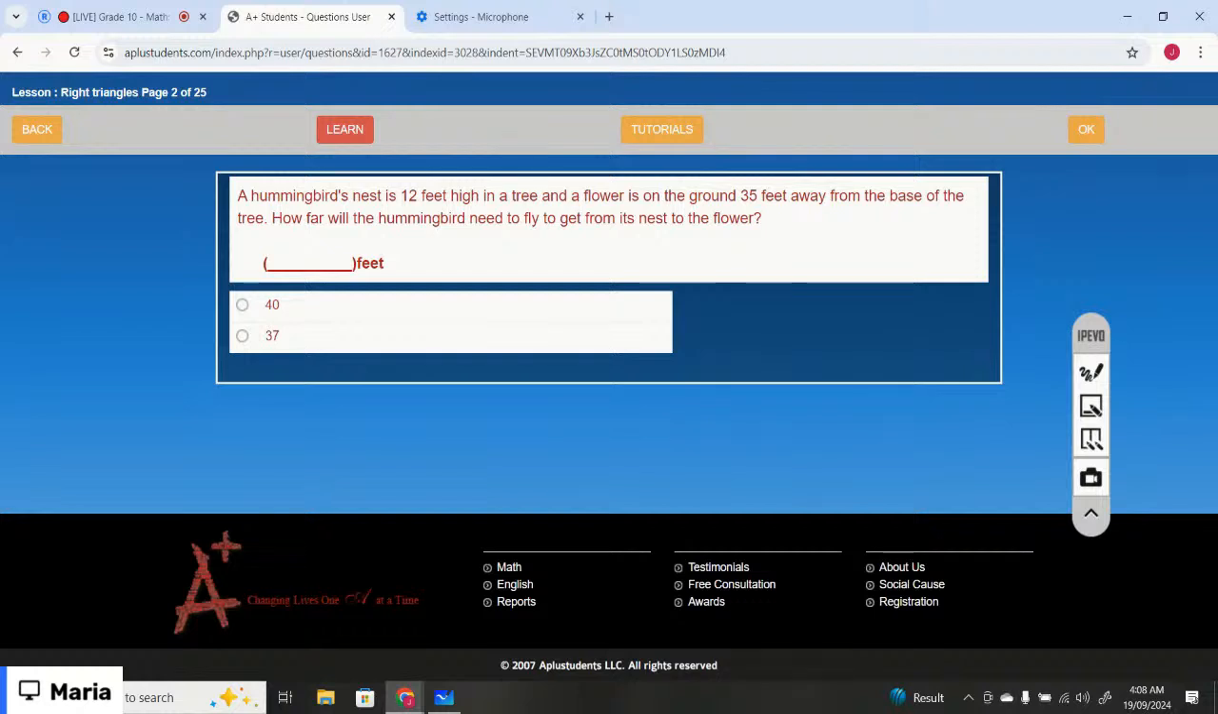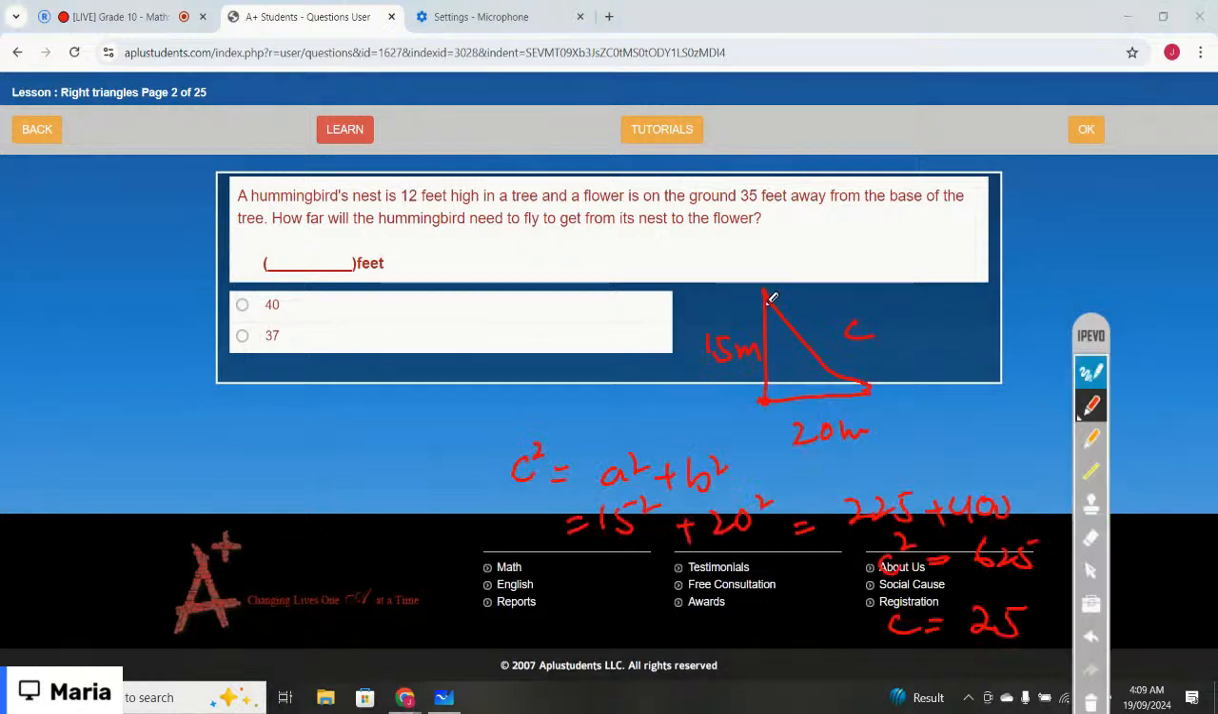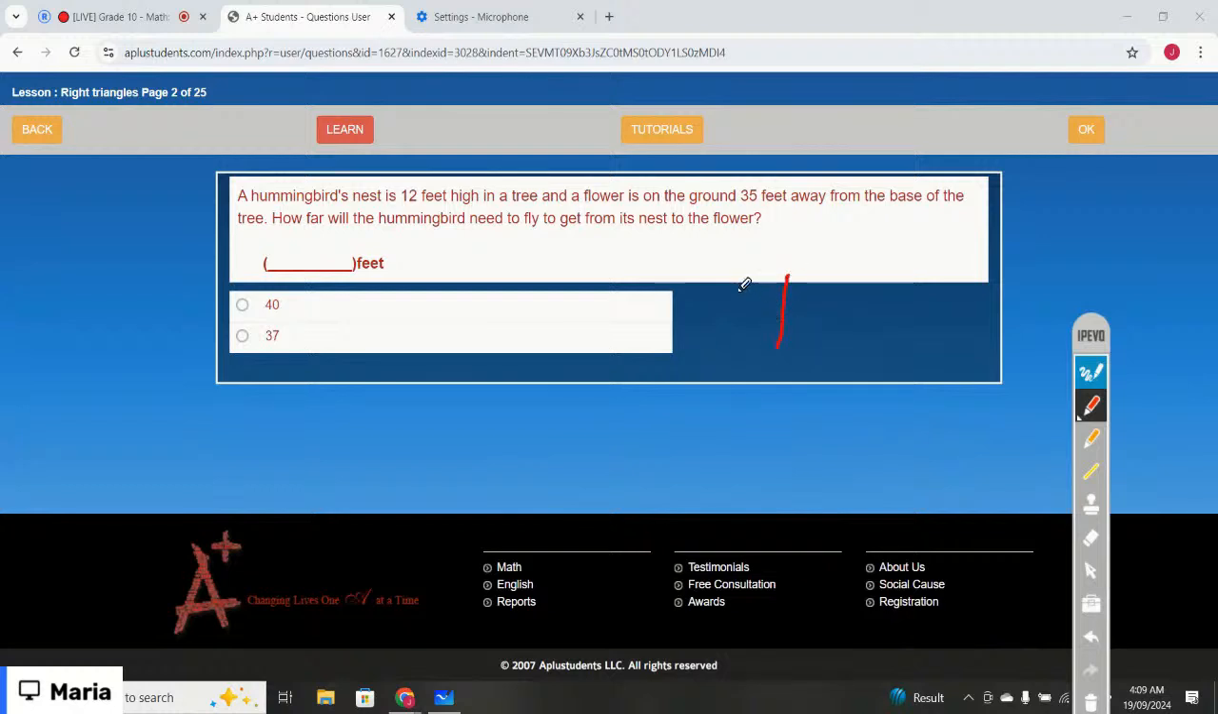Okay, so let's just start with the next one. A hummingbird's nest is 12 feet high in a tree and a flower is on the ground 35 feet away from the base of the tree. How far will the hummingbird need to fly to get from its nest to the flower? So here is the tree that is 12 feet and a flower is on the ground 35 feet away from the base.